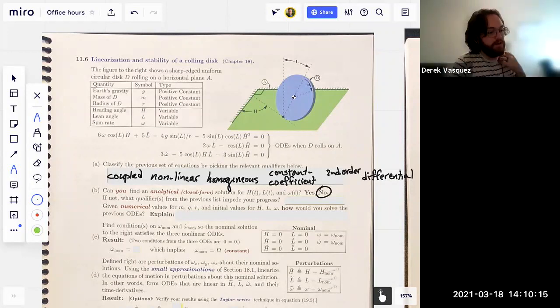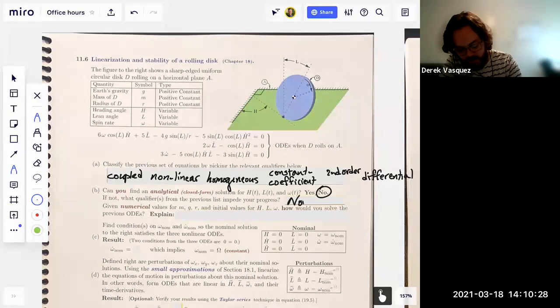I think that was Kathleen. We're going to go ahead and linearize it. And so what qualifiers from the previous list impede your progress? And so like you said, we have to linearize it. So it is nonlinear. And that makes finding solutions very difficult.